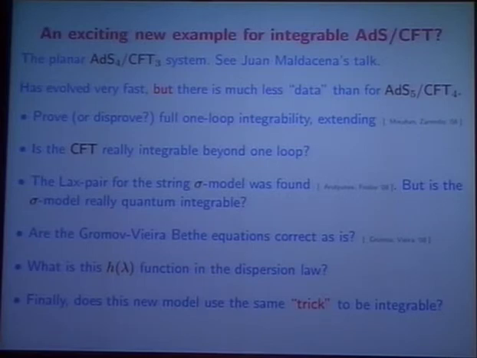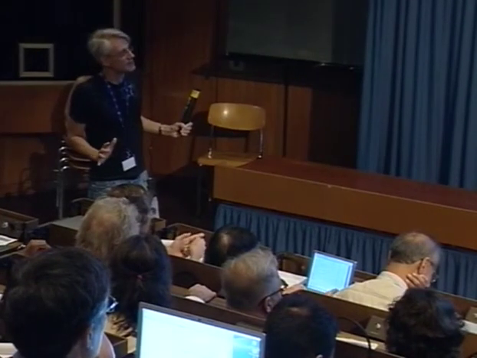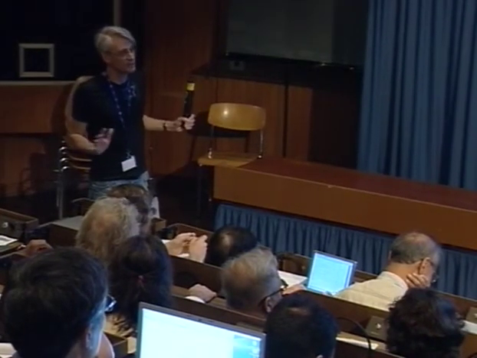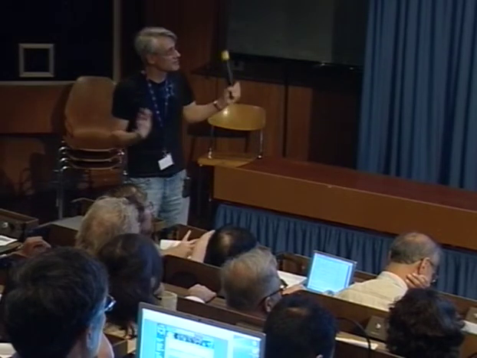And also the Lux pair was shown by Arutyunov and Frolov. So it's kind of shown that it was classically integrable. But is the model quantum integrable? Nobody knows. Gromov and Vieira suggested some Bethe equations which look like our equations, basically with some very small changes. But it's really a debate among the experts right now whether these are correct, and in what sense they are correct, and so on.